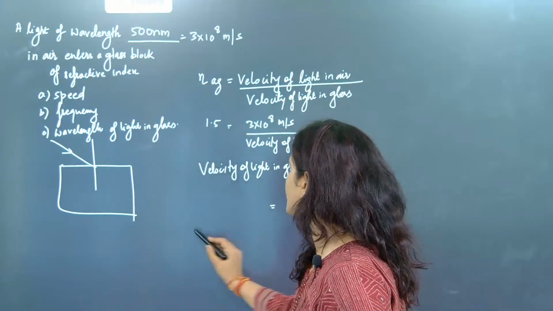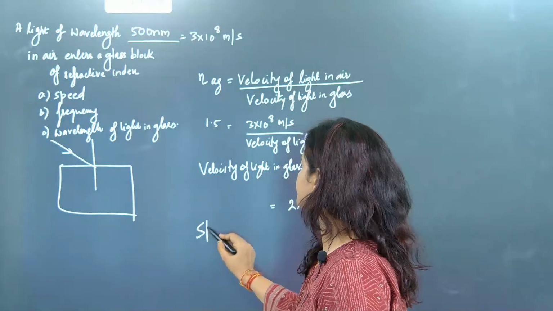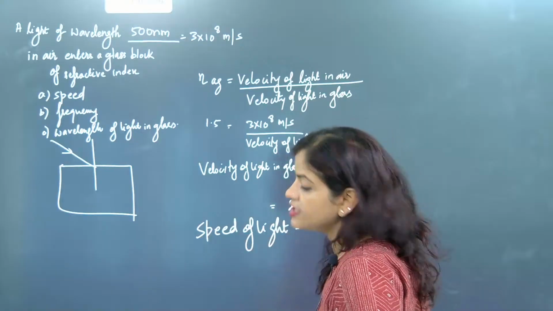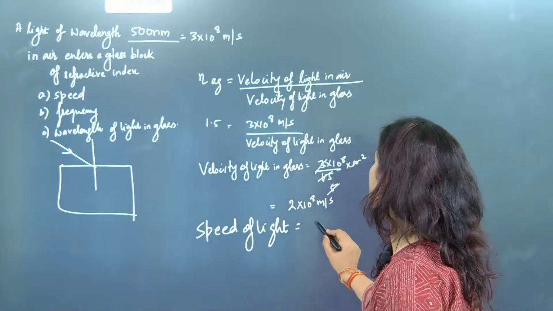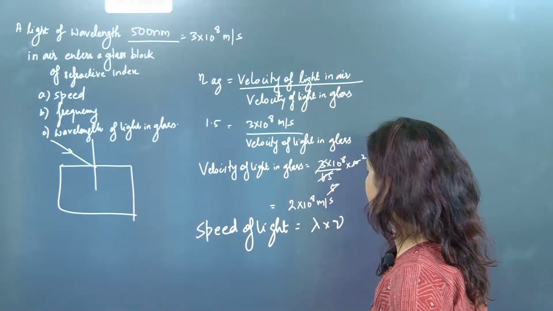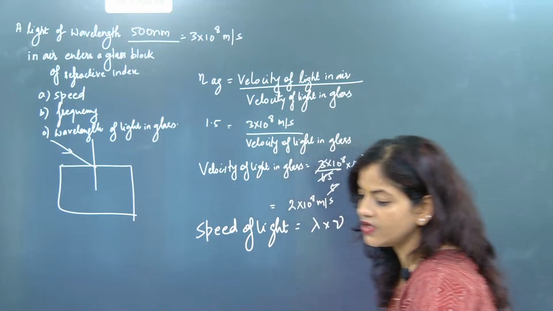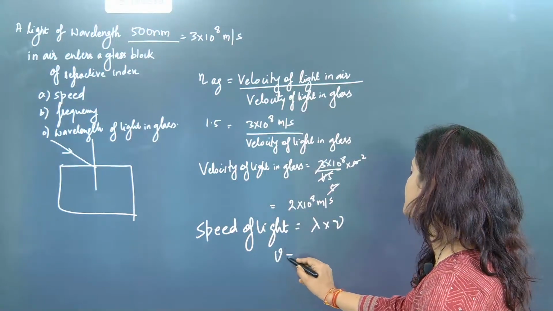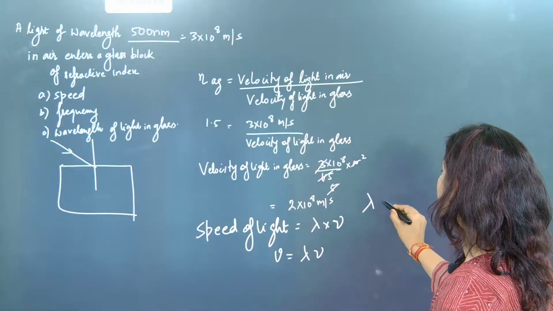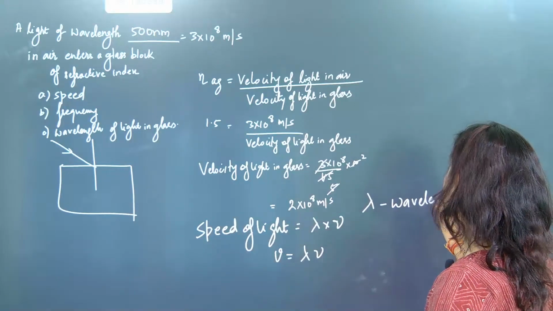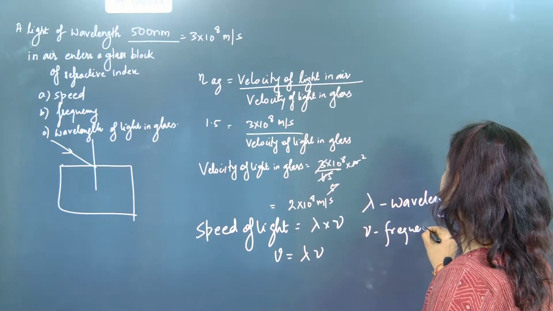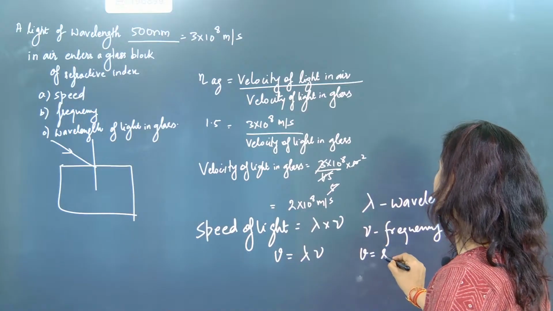First write down this formula: speed of light is equal to wavelength into frequency. Speed of light you can write as V. So V is equal to wavelength into frequency. This symbol is called wavelength, and this one is frequency. And this V is the speed of light.